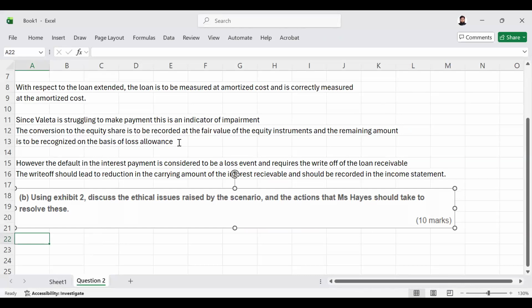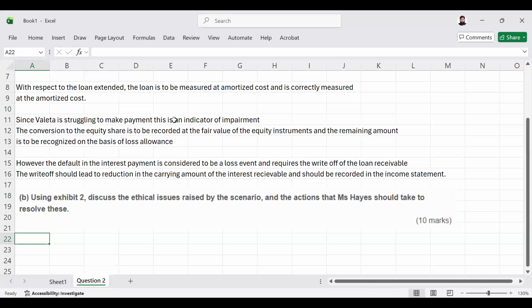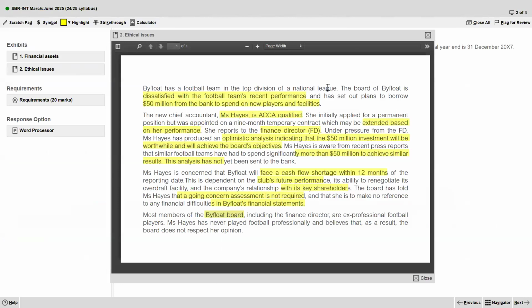Now let's discuss. Bifloat has a football team in the top division of National League. The board is dissatisfied with the team's recent performance and has set out plans to borrow 50 million from the bank to spend on new players. The new chief accountant Ms. Hayes is ACCA qualified. She initially applied for a permanent position but was appointed on a 9-month temporary contract, which may be extended based on her performance. She reports to the finance director. Under pressure from the FD, Hayes has produced an optimistic analysis.